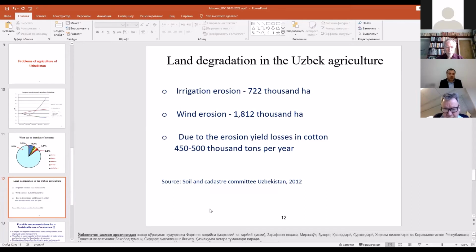Around 700,000 hectares of land is affected by irrigation erosion, which is due to over-irrigation or improper irrigation. And around 2 million hectares of land is affected by wind erosion.